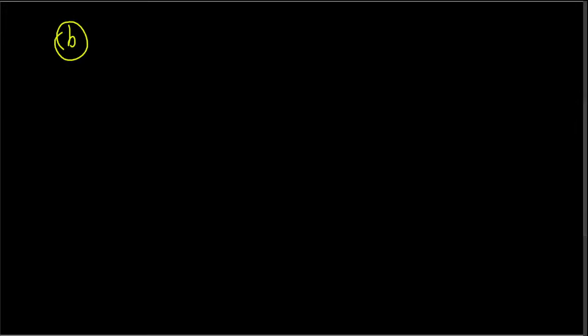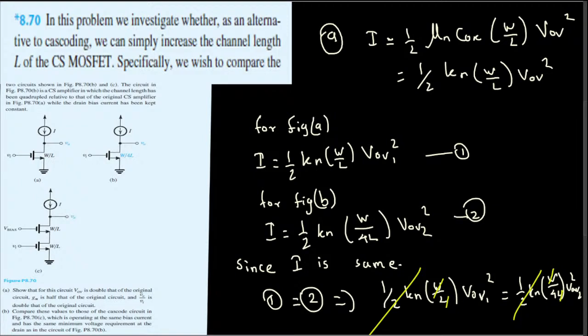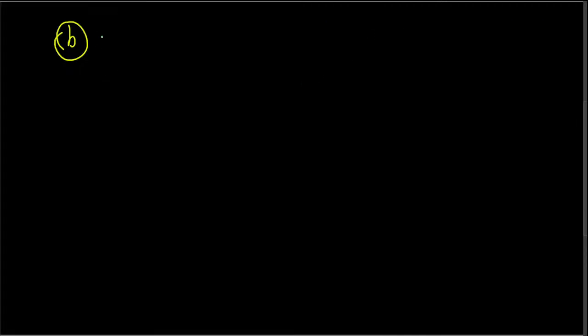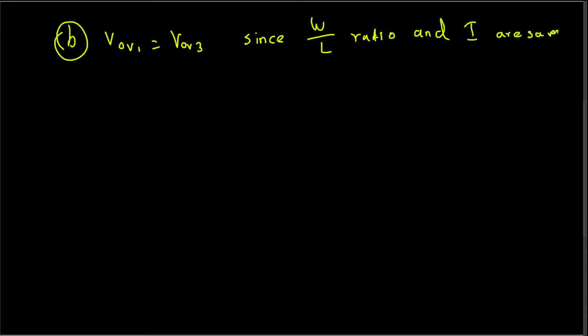First, if you want to look at V over tri, in order to see the relation between V over tri and the current, you just have to look at the width over length ratio. If the width over length ratio is equal and the current is the same, it means the V over tri is the same. So we can say V over tri 1 is equal to V over tri 3, since the W over L ratio and the current are the same. Okay, so that is for the V over tri.